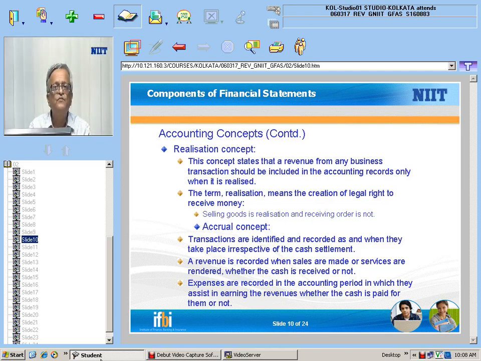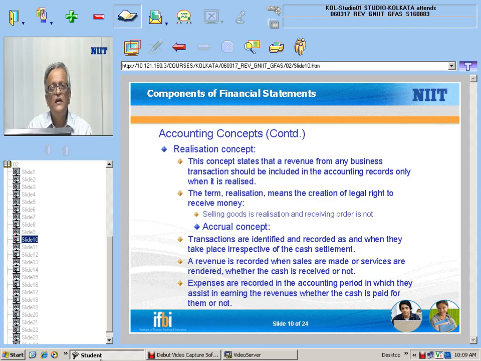Say, for example, a sale has been made, goods have been sold, but the buyer will pay the money after 60 days. Now in such a case, since goods have been sold, that means the revenue is realized. This is the realization concept. Since the revenue is realized, you can account for it. So the term realization means the creation of a legal right to receive the money. That is called realization. Next, we are coming to a very important concept, the accrual concept.